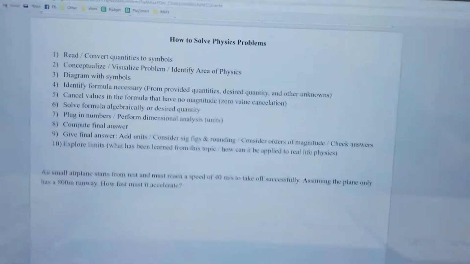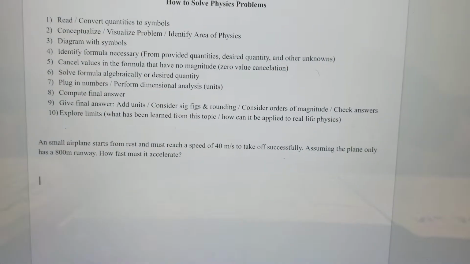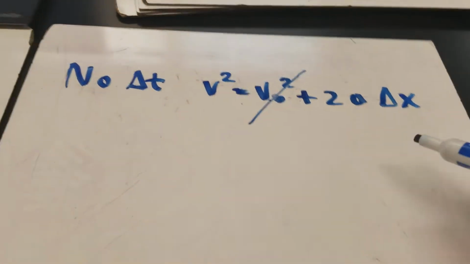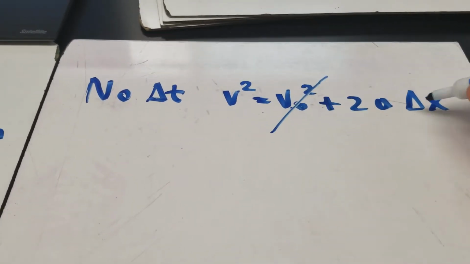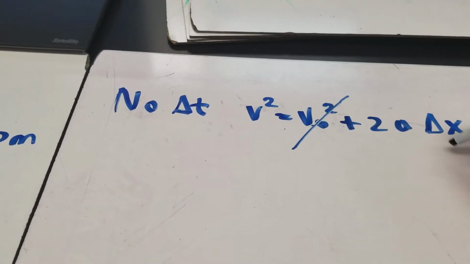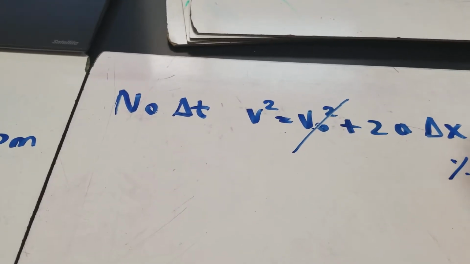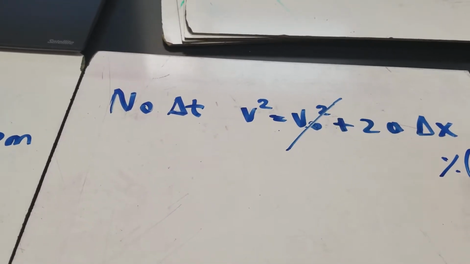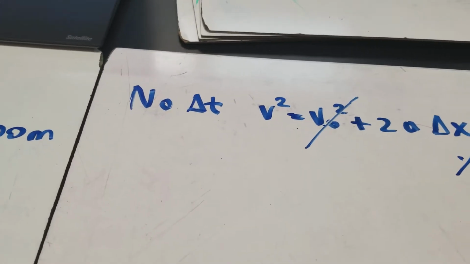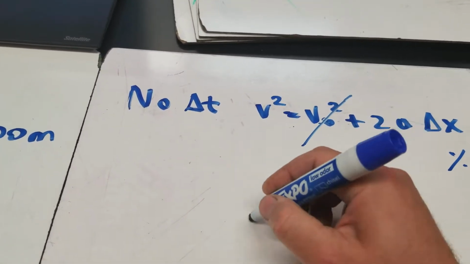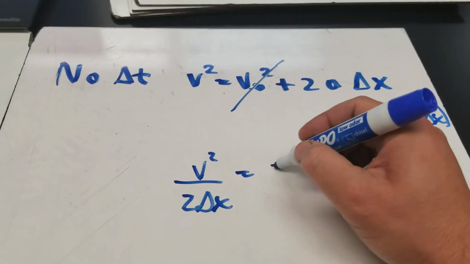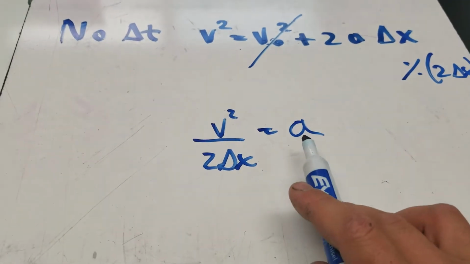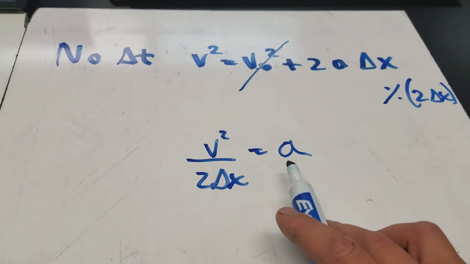Now, my next step is to solve the problem algebraically to find the desired quantity. So I'm going to solve the formula algebraically. What I want is to get acceleration, so I've got to get acceleration by itself. First of all, I'm going to divide both sides by 2 delta x, right? So if I do that, my next step is going to be velocity squared over 2 delta x equals a. I don't need the initial velocity anymore because I canceled it out. And there you go. I have algebraically solved for my unknown, right?